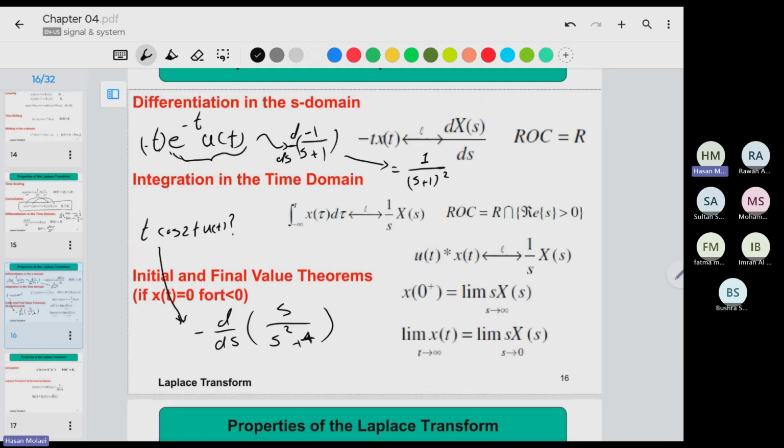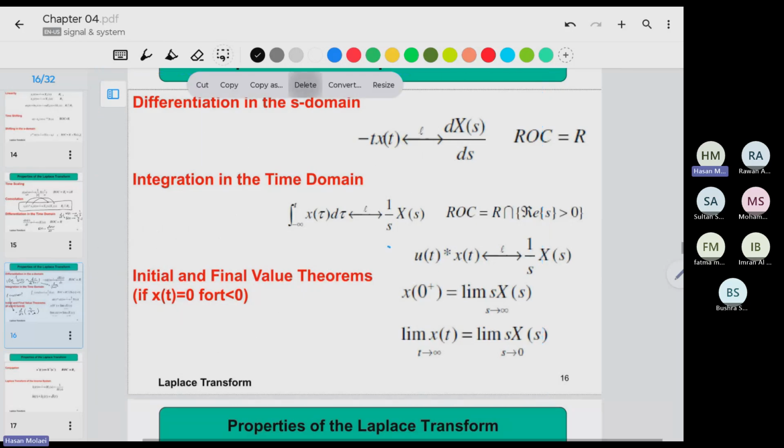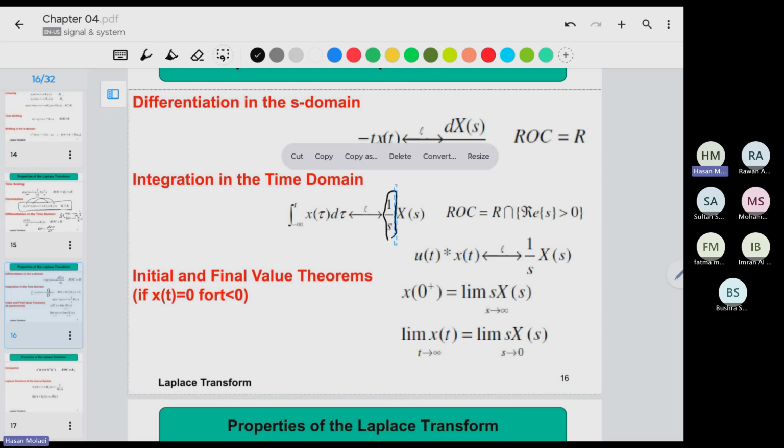If we do integration in time domain, we should multiply the Laplace transform by 1 over s.